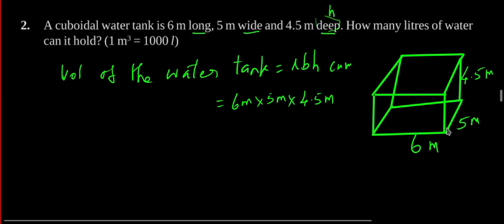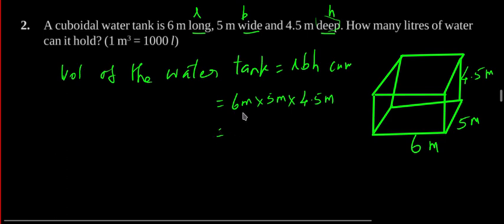What is the width? That wide is nothing but the width of the water tank. So the width and breadth will be the same. Long is length. So length, breadth and height of the water tank, these are all the dimensions. Let me substitute and multiply.